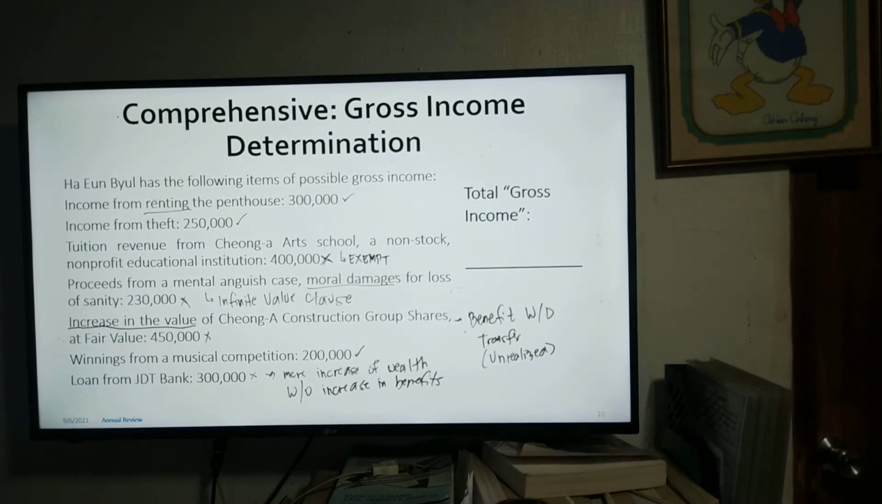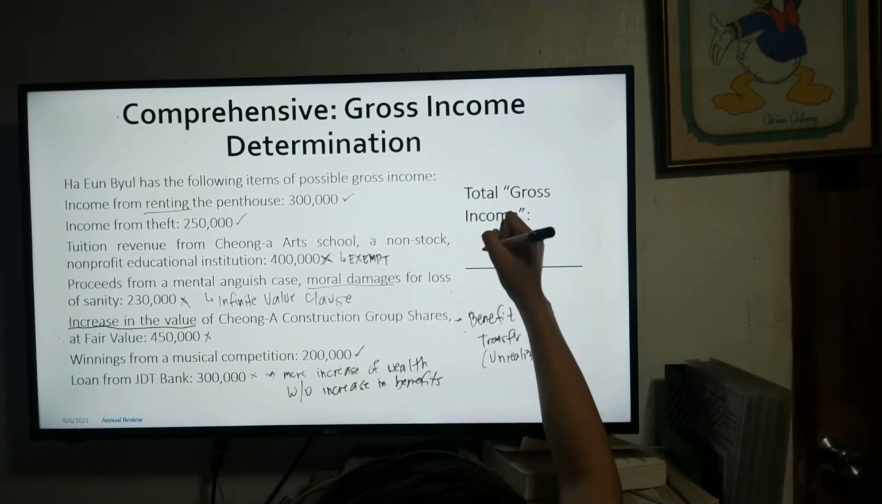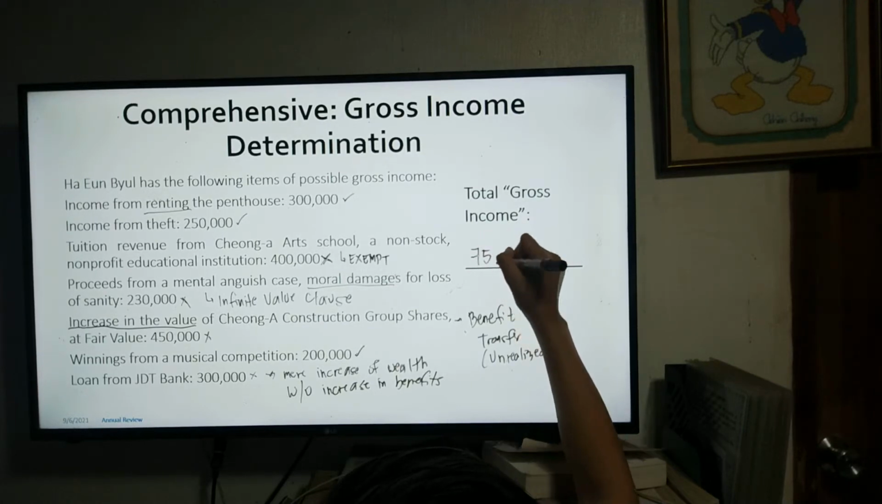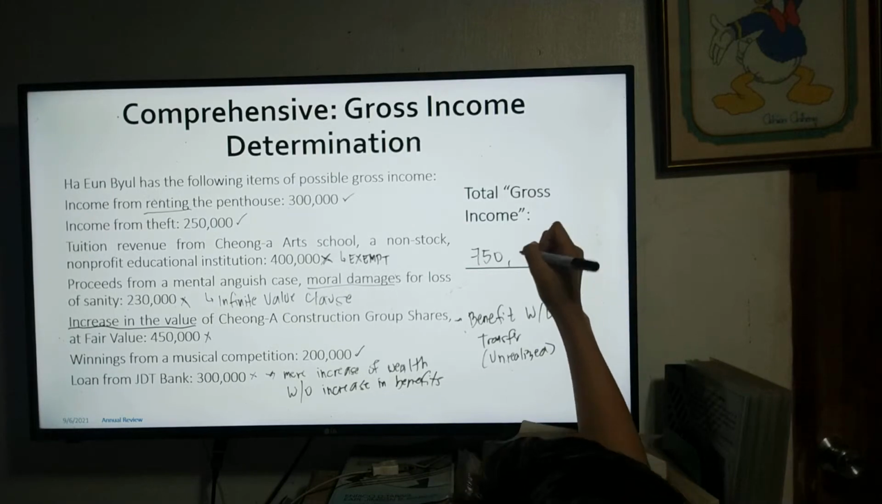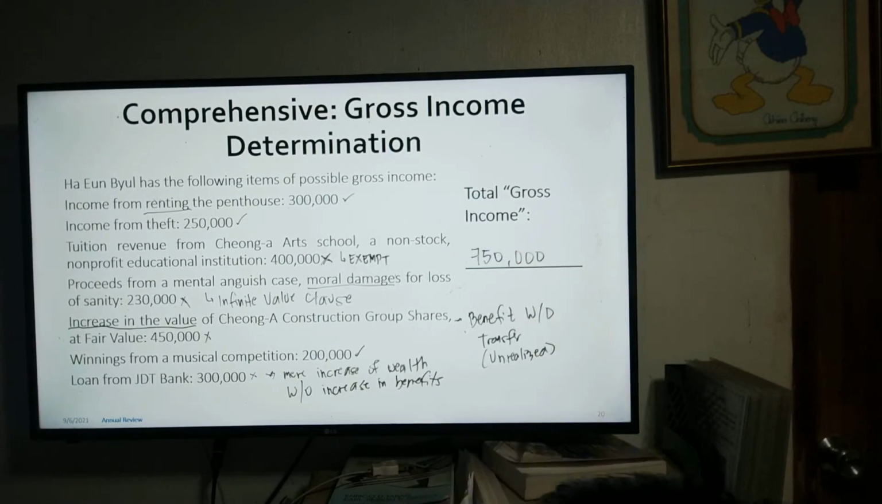So, our total gross income, therefore, should be... Okay? Very good. Wow. At as if naman nakikipag-usap ako sa through video. Anyway, yan. So that would be our total gross income. 750,000 pesos.